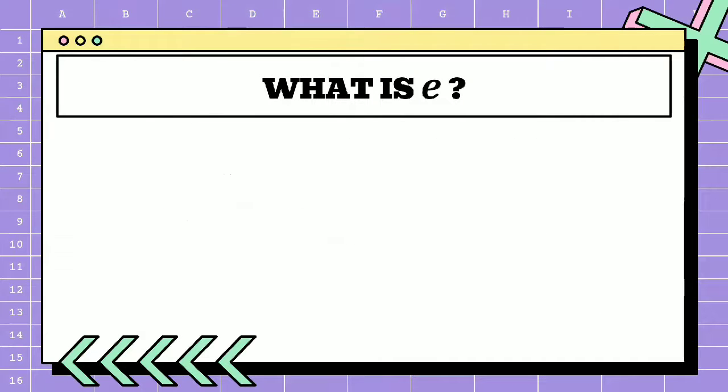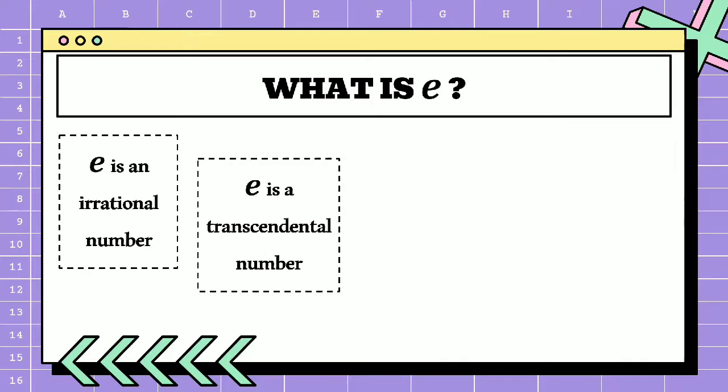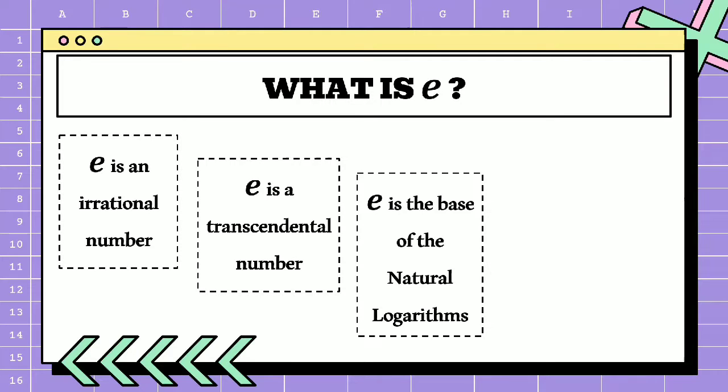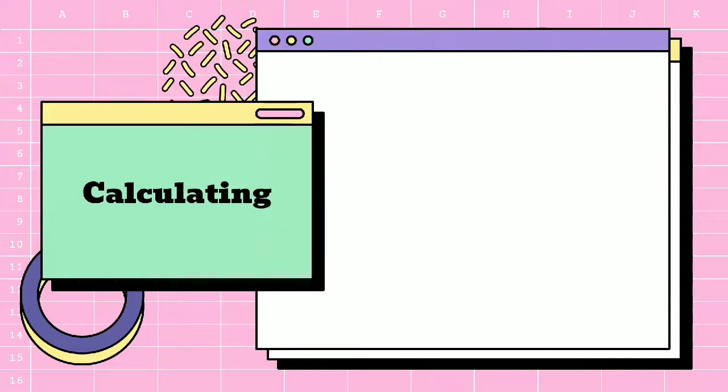So, what is e? e is an irrational number, so it cannot be written as a simple fraction. e is a transcendental number. e is the base of the natural logarithm, and e is found in many interesting areas, so it's worth learning about. Next, how to calculate the value of e.